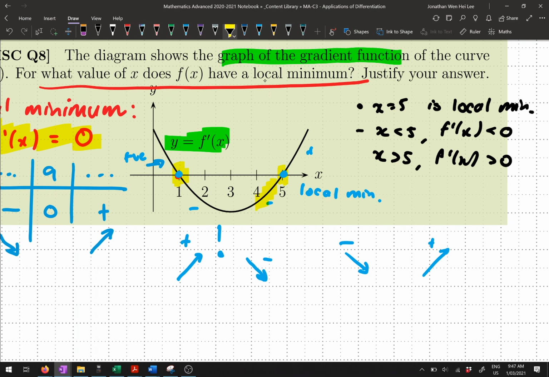Are you cool with that? Which means it's going down. And on the right-hand side, when x is greater than 5, the first derivative is greater than 0, which means it's going up. So this is what makes it our local minimum. Are you cool with that? Got it? Excellent. Any additional questions?